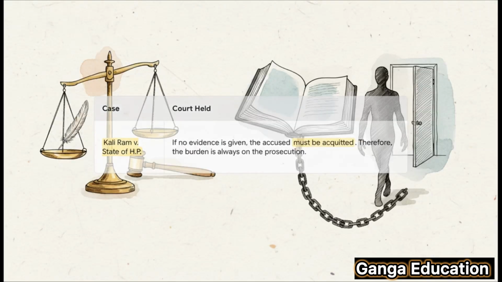Now, let's switch over to criminal law, because there's a vital difference here. In the case of Kali Ram versus the state of HP, the Supreme Court made it crystal clear. Because of the presumption of innocence, if no evidence is given in a criminal trial, the accused has to be acquitted. And what does that mean? It means the burden of proof always starts with the prosecution.